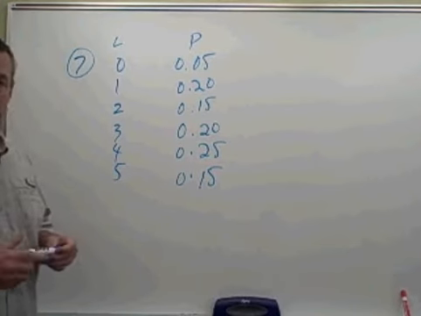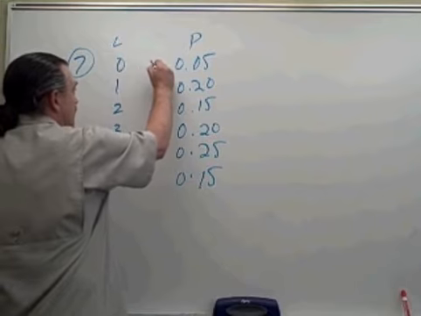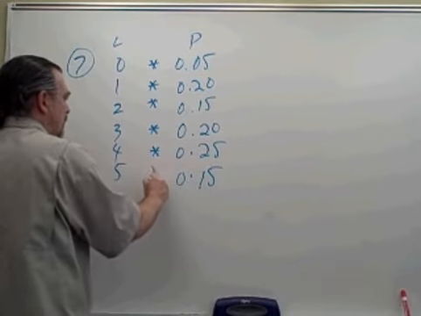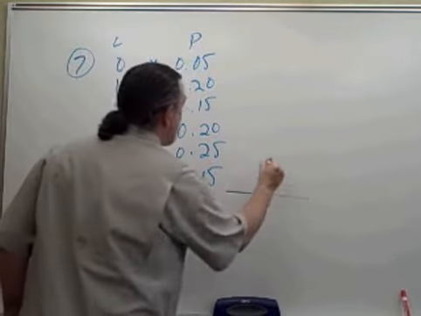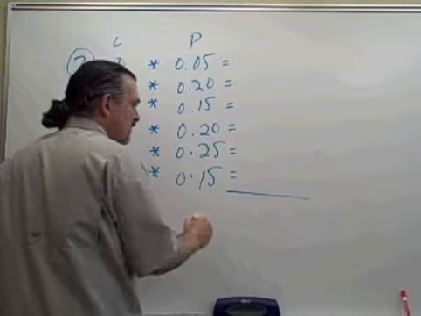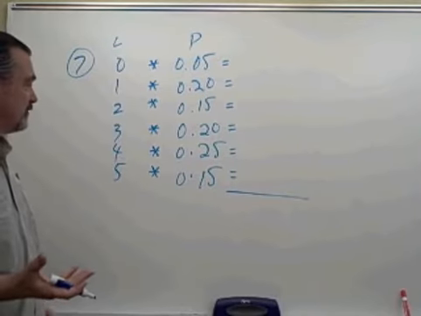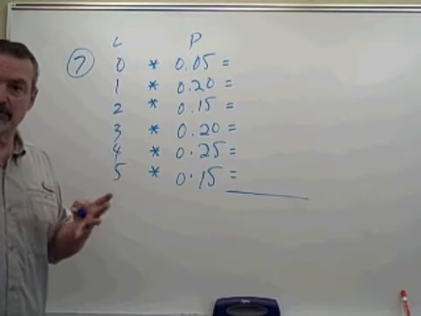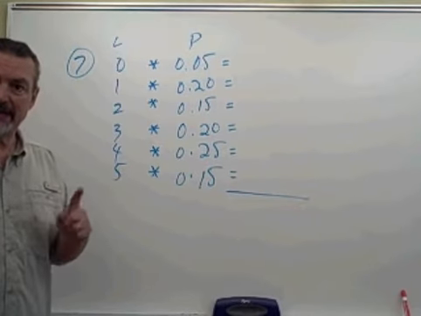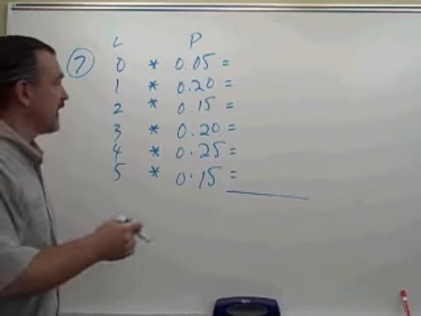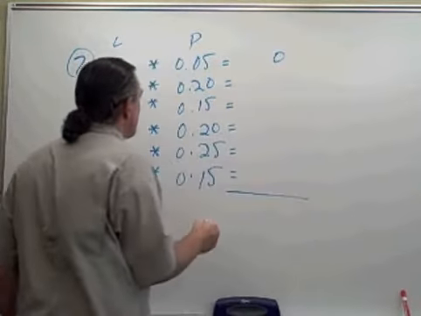And remember, the way we do that is we multiply these quantities and take the sum of the products. And that's the expected value, which in this case then would be the average number of loaves of bread purchased by a single customer. Well, 0 times 5/100 is going to be 0.